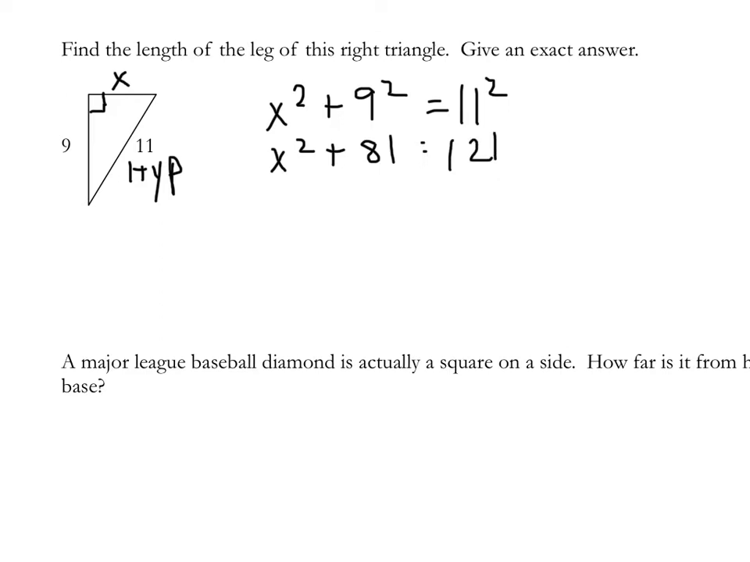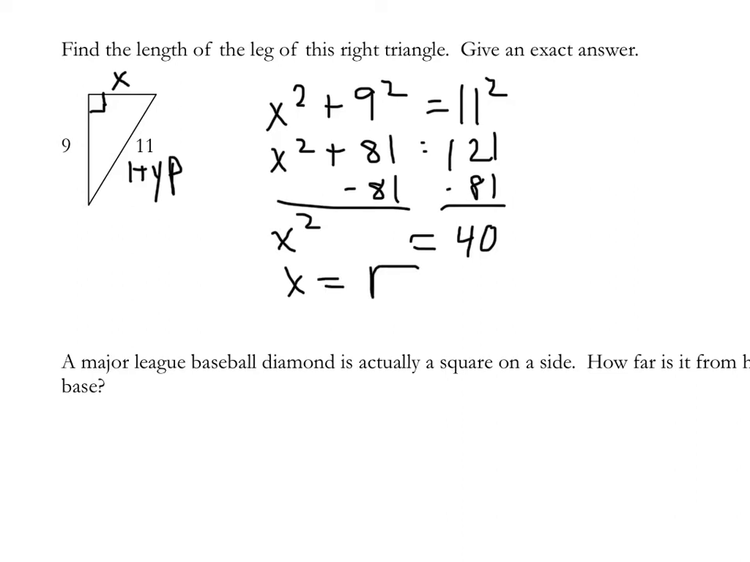Let's subtract 81 from both sides. And we get x squared equals 40. Take the square root of both sides and you get x equals the square root of 40. We could get a decimal approximation for this, but that's not what we're supposed to do. We should simplify it though. The square root of 40, you know that 40 is 4 times 10. So our final answer will be 2 radical 10.